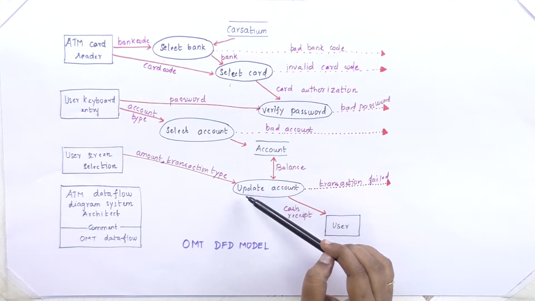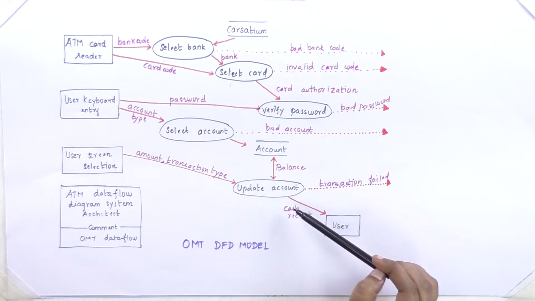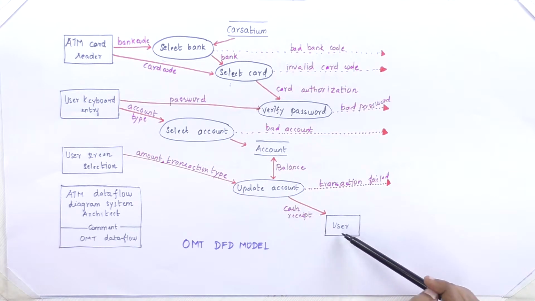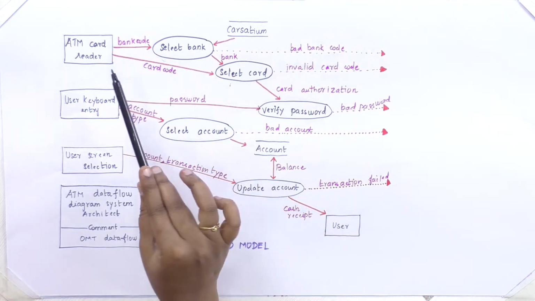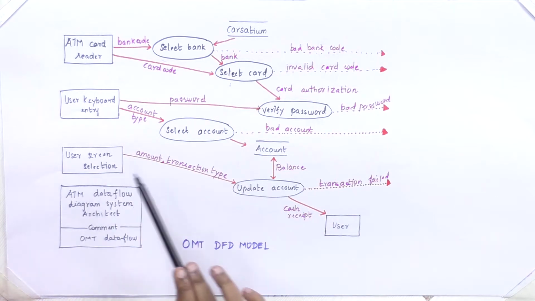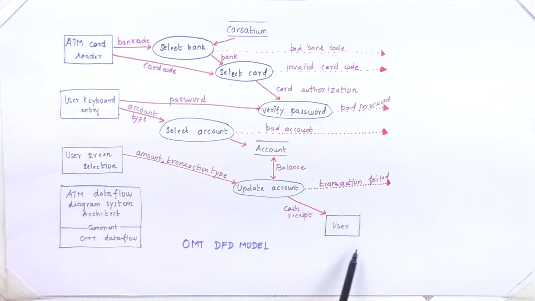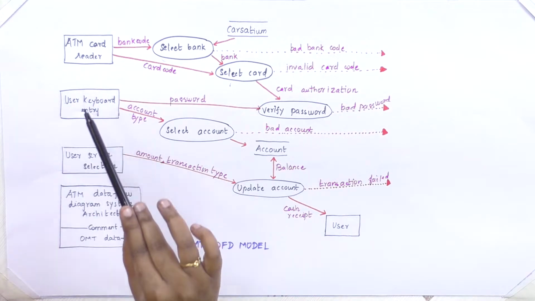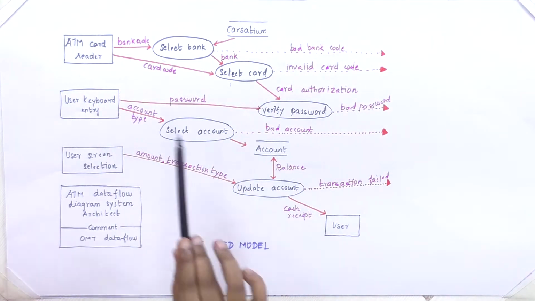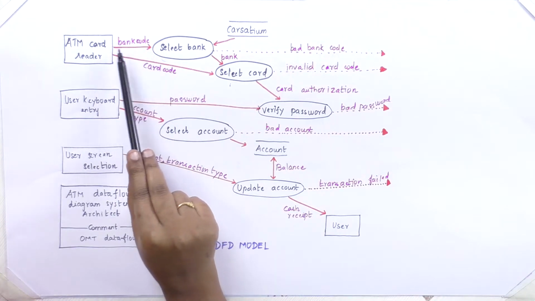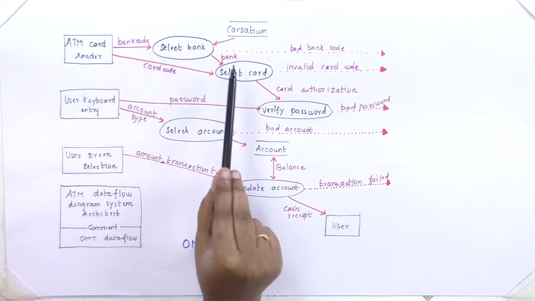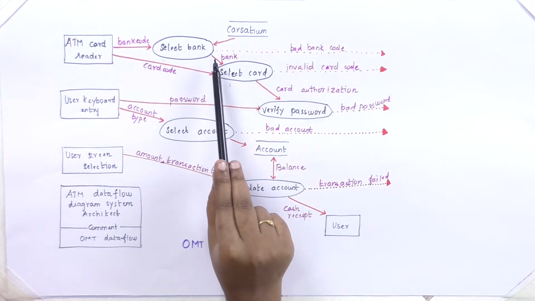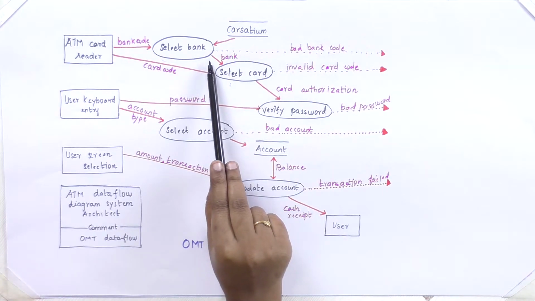And then after completing this update account process, you will be generating the receipt, and the receipt will be given to the user through the ATM card reader machine, the external entity. So here the ATM card reader, keyboard entry, screen selection, and receipt to the user, all these are external entities you have in the real world. From the external entities you will be collecting your data, and based on the data you have collected from the external entities, the processes will work. These processes will also be transmitting some data between each other.